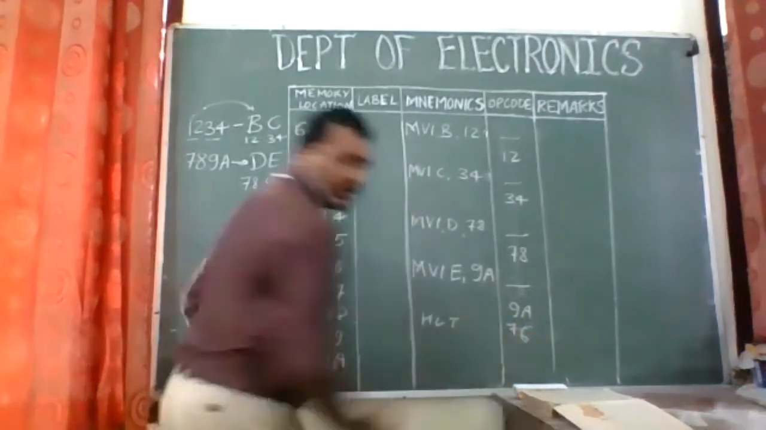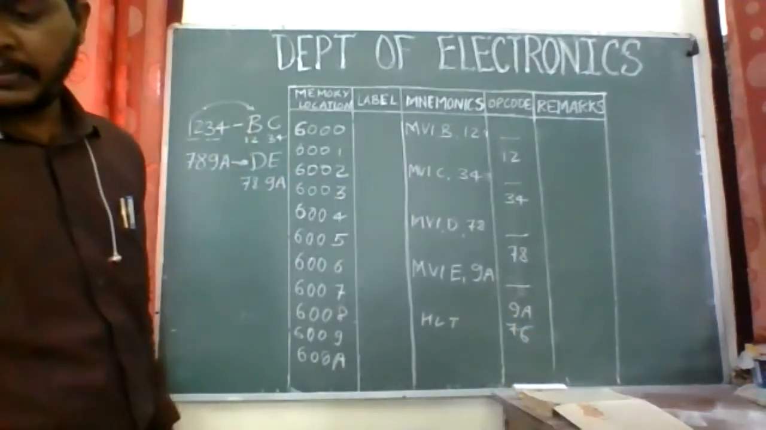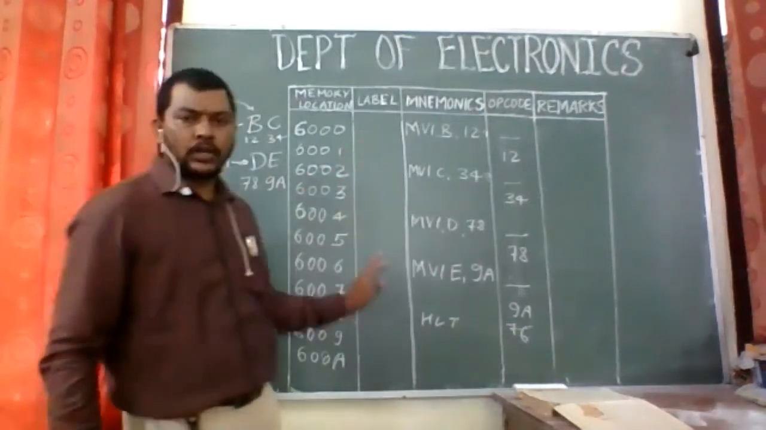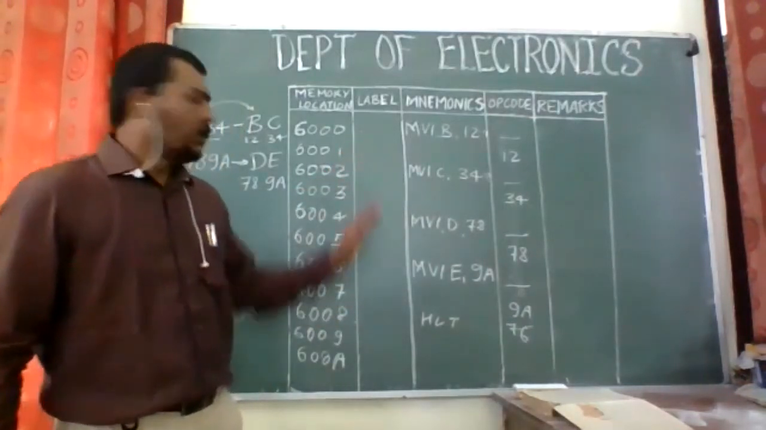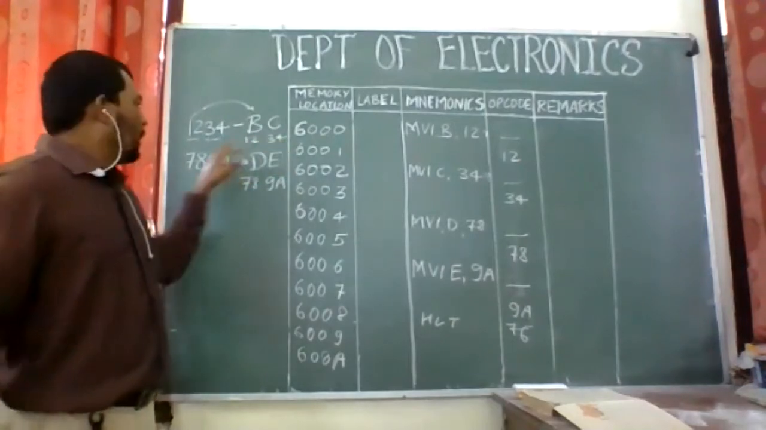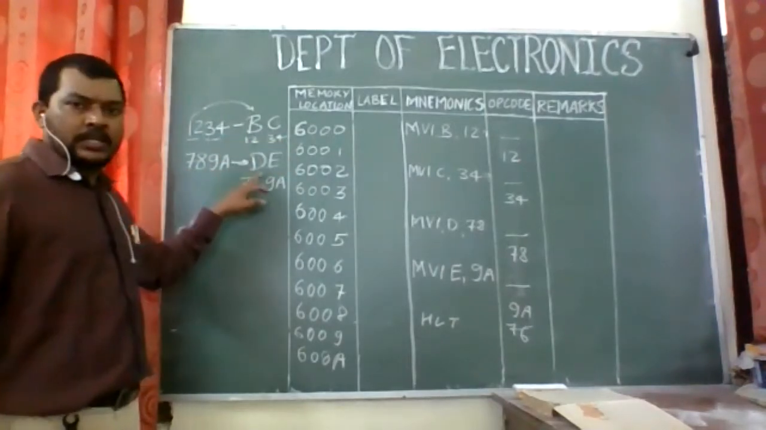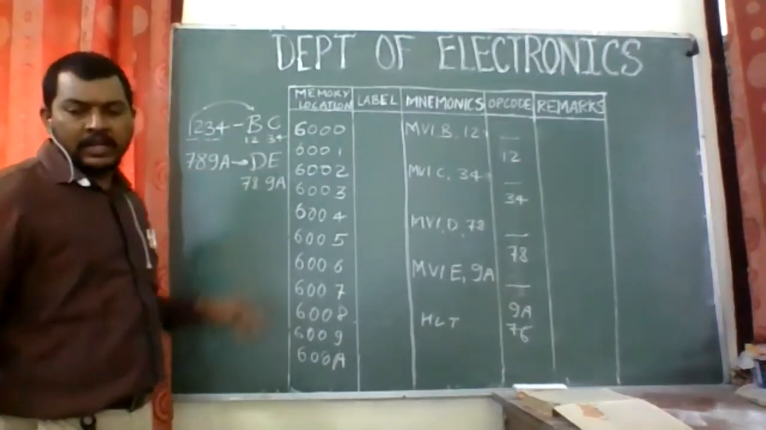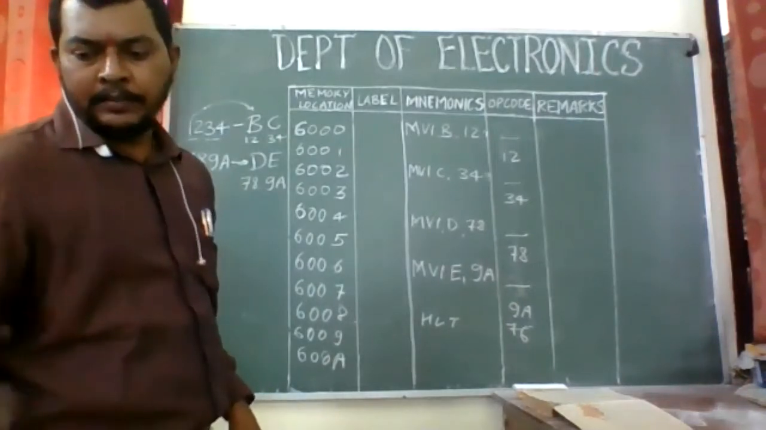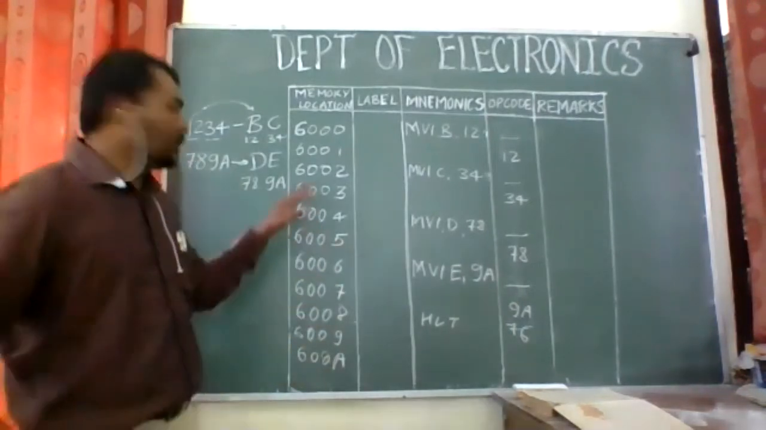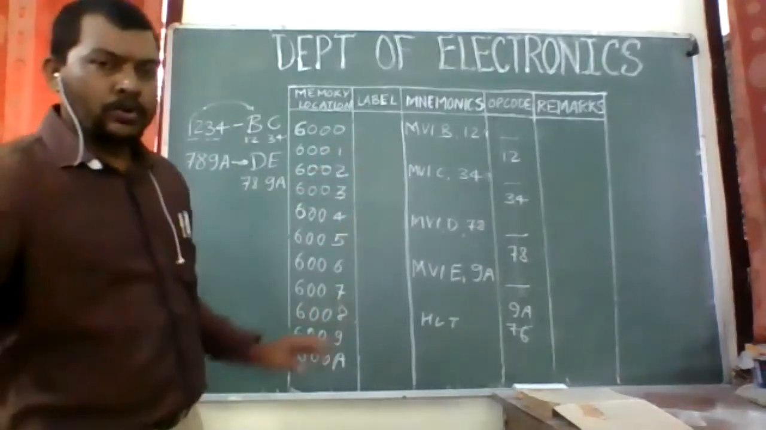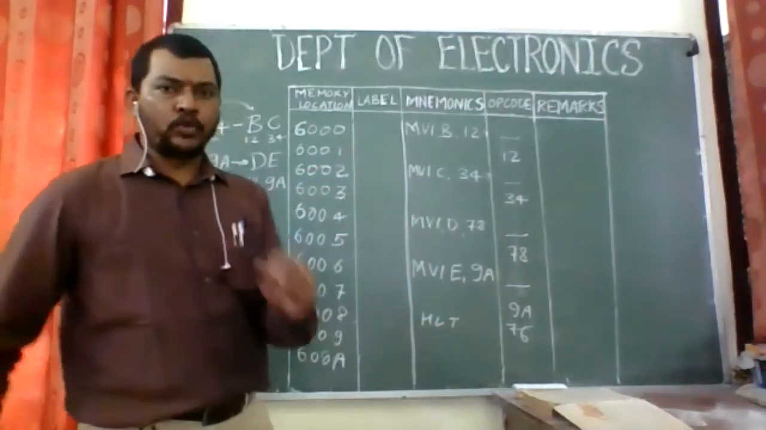So the job is done. So this is over there. I hope you have understood. Again, this program, what we have done is we have to write 1, 2, 3, 4 in register pair BC, and in register pair DE we have to add 7, 8, 9A, right? So we are using those memory locations and mnemonics, right? So we'll try to write the opcodes of that.